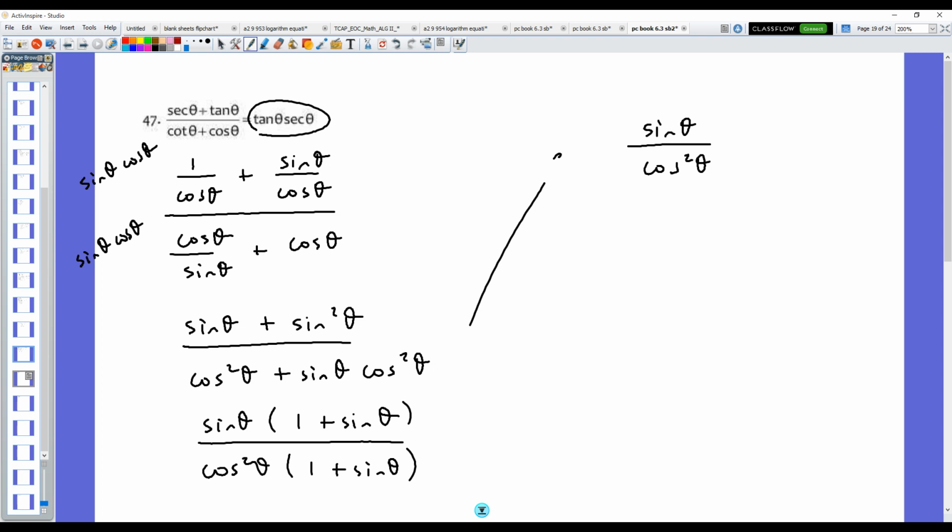Now, sine over cosine squared, you're going to tear this apart. You're going to reverse engineer. You're going to get your tangent by taking sine and putting it over cosine. And you're going to get your secant by having that as 1 over cosine. And normally we don't go in that direction, but that is legal. Sine over cosine is tangent. And 1 over cosine is secant. And that was a very nice problem.